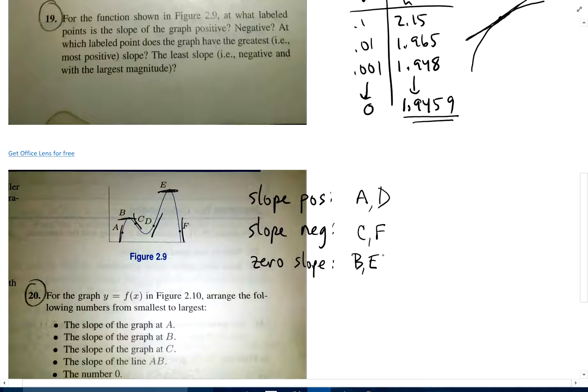B and E. And which is the largest positive? Well, between A and D, which one looks steeper? A is the steepest. Well, I'm saying steepest, which it is, but this would be the largest of the two. And between C and F, C is that guy and F is a little bit longer.